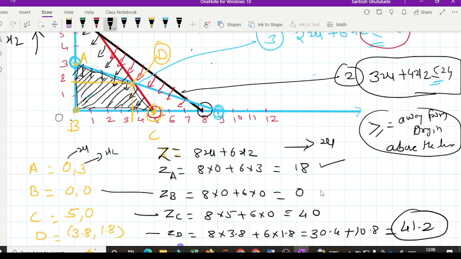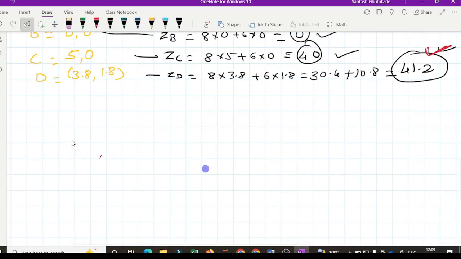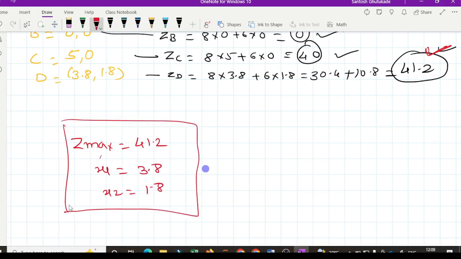Now you got the answers 18, 0, 40 and 41.2. Our objective equation is Z max. So which one is the maximum value among 18, 0, 40 and 41.2? From all these values, 41.2 is the maximum value. So Z max is equal to 41.2, with x1 value 3.8 and x2 value 1.8. So this is your final answer by the graphical method.